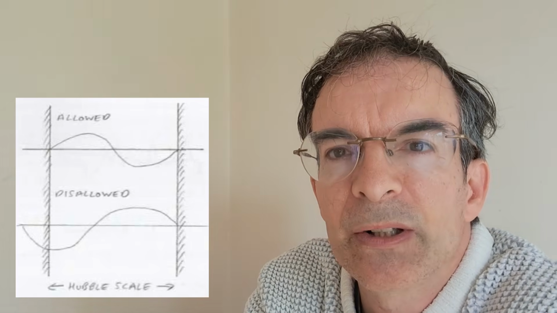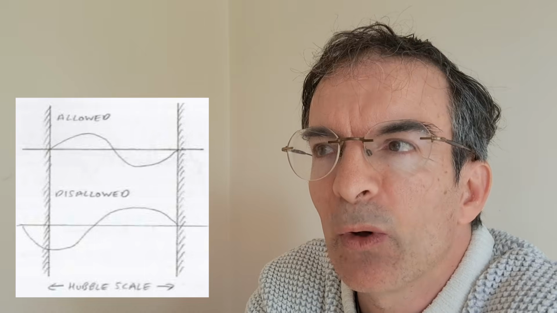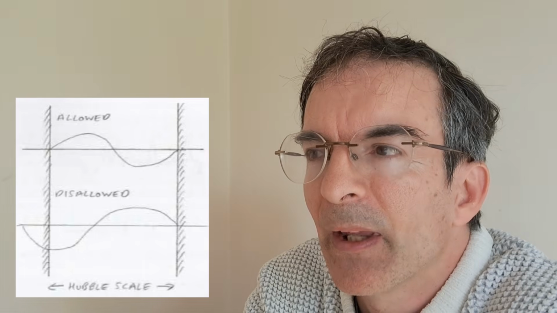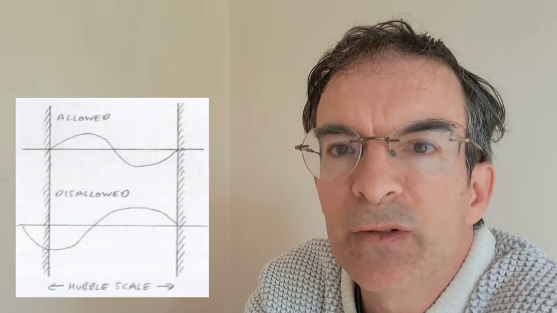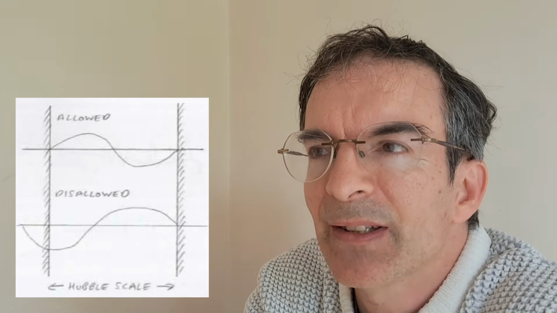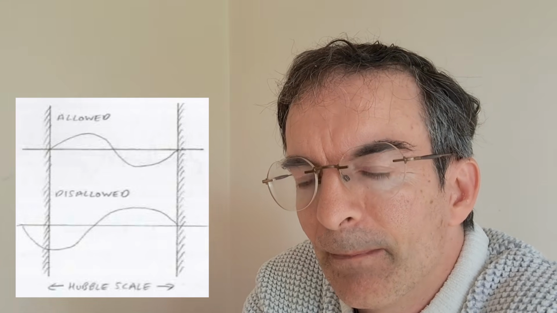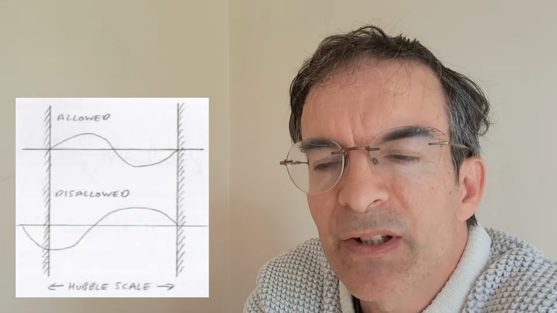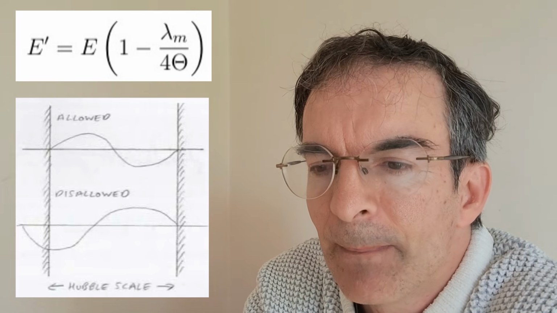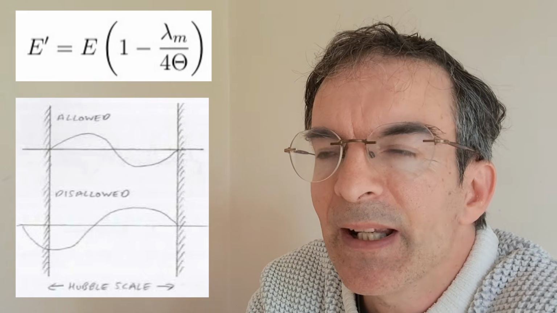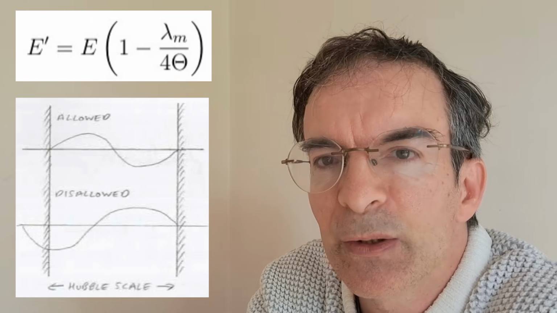As you know, quantized inertia, the basic idea is that waves that do not fit within the cosmos cannot exist. And as waves get longer, or any kind of wave or any pattern, as these patterns get larger, fewer of them are going to be able to fit. So you can quantify this using the equation shown here. So the intensity in the spectrum of the radiation should look like something like this. E prime, so that's the modified intensity or energy, is going to be the original one times a factor of 1 minus lambda m over 4 theta.